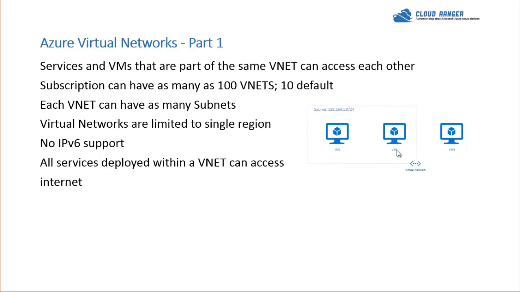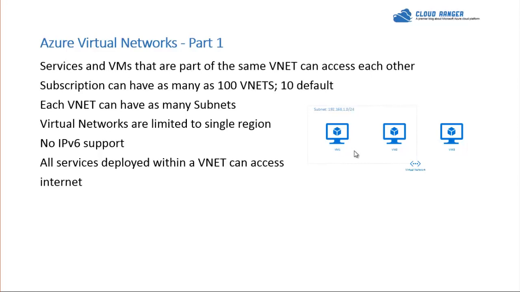Second, each VNet can have as many subnets. So each of these virtual networks, for example this virtual network over here, in this example has one subnet. But you could have as many subnets as possible based on different combinations that we will demonstrate when we go into a demonstration. But you can have as many subnets as you want.